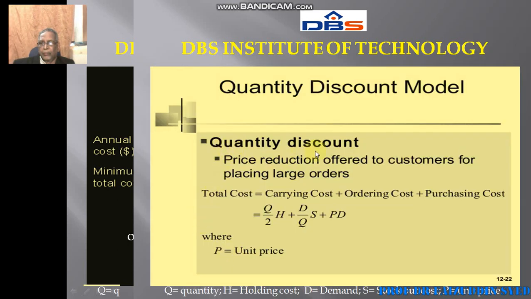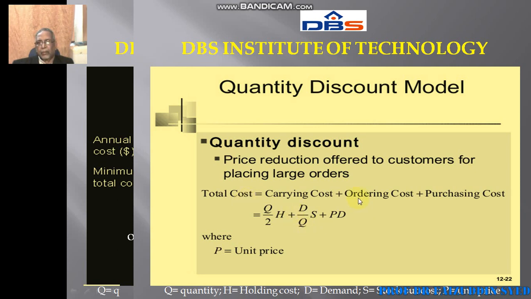Now we should know what the quantity discount model is. Quantity discount is the price reduction offered to customers for placing large orders. Meaning, there will be some price on a material. If you buy this material and place a large order, you will get a discount on this material.